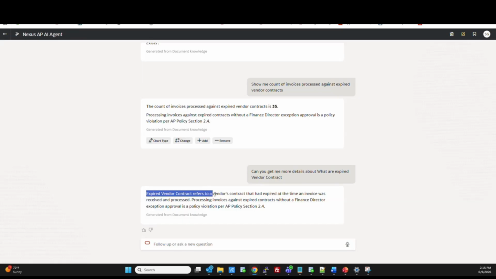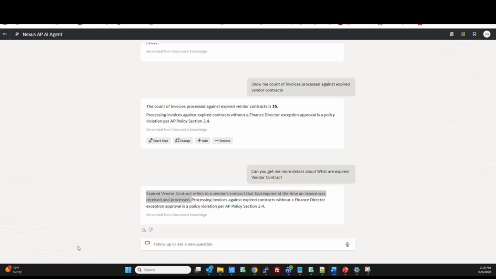So you can see how well the agent is navigating between data and the documentation. Agent clearly states, as per section 2.4 of policy, no invoices should be processed against an expired contract. Now, I want to drill in and see what these invoices are which were against the expired contract.